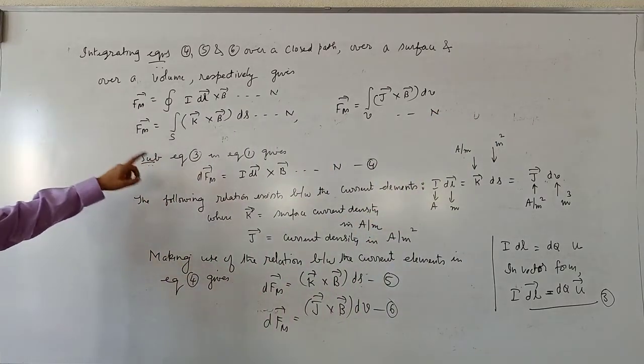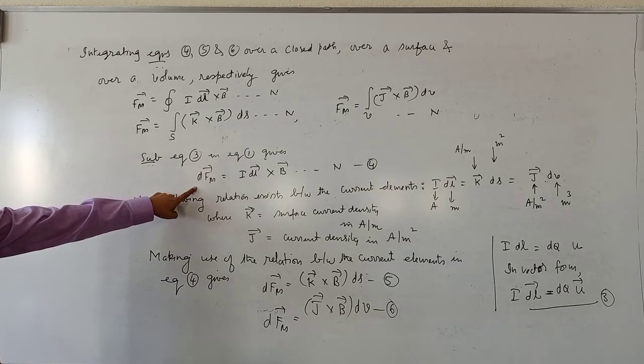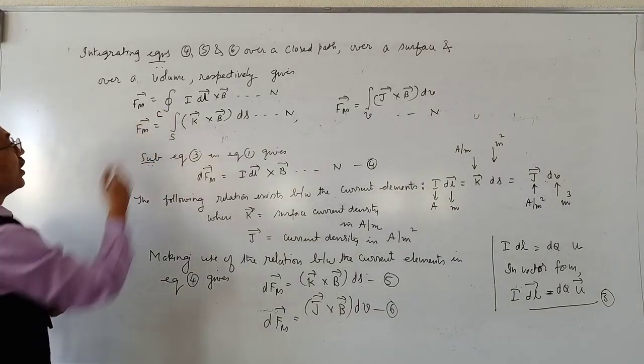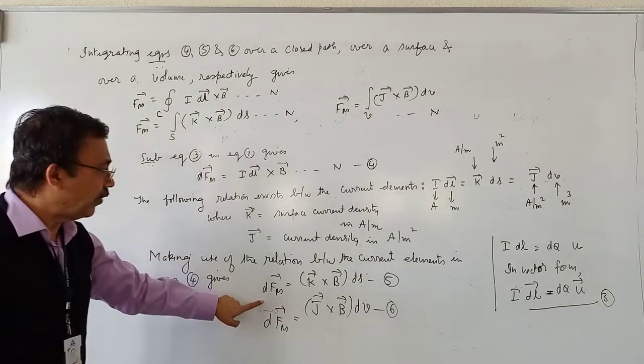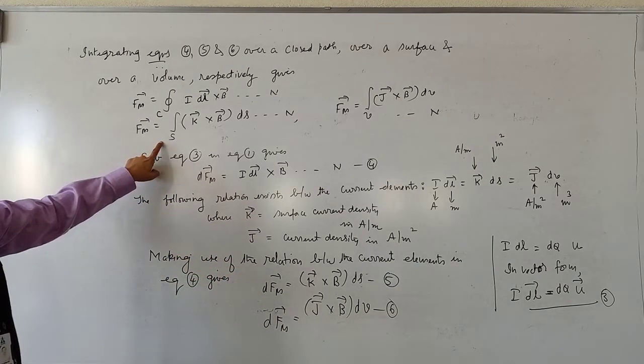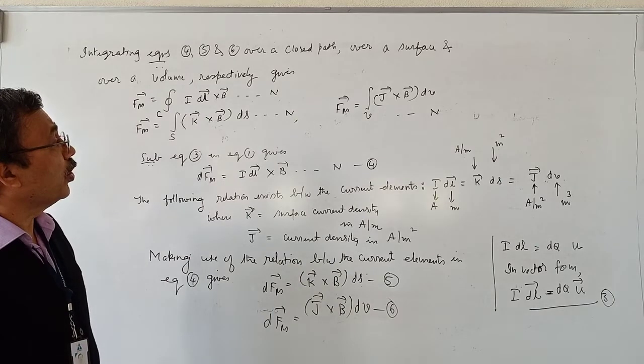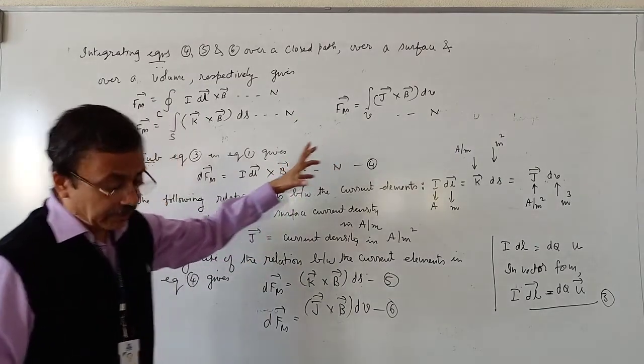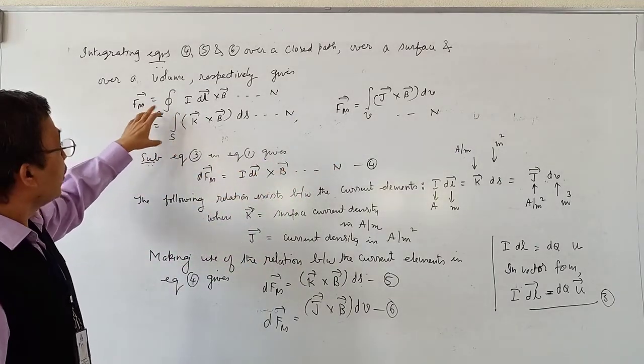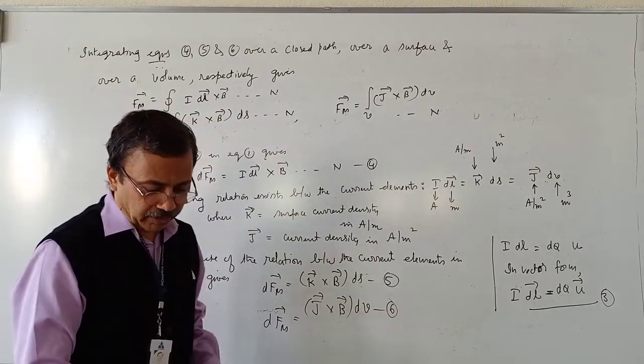What I have done is, equation 4, I have integrated over a closed path C. Equation 5, I have integrated over a surface S. Equation 6, I have integrated over a volume V. These are the three important relationships you must remember.